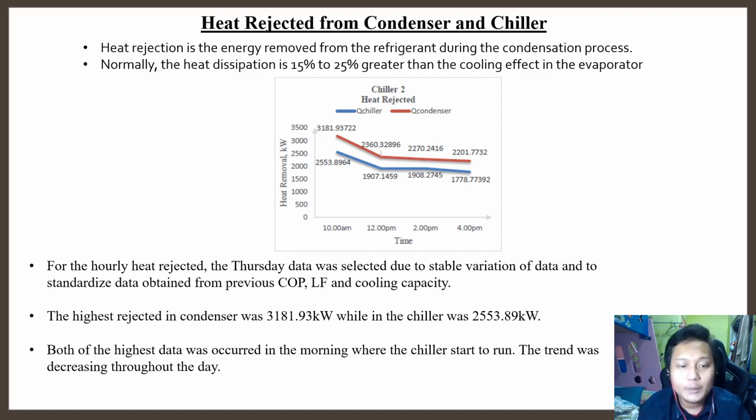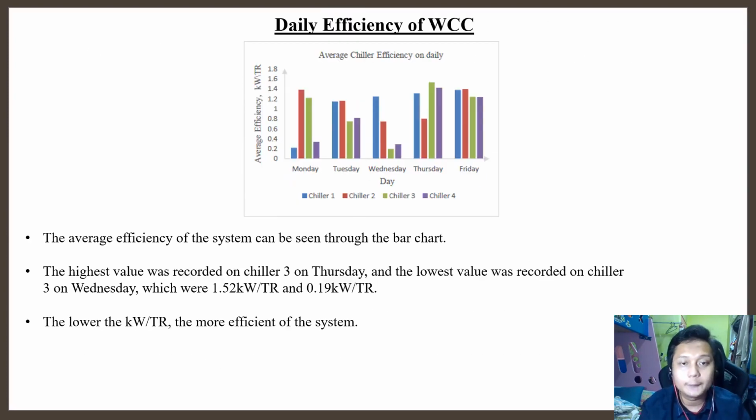For the hourly heat rejected, the Thursday data was selected due to the stable variation of data and to standardize the data obtained from the previous COP, load factor, and cooling capacity. The highest heat rejected in the condenser was 3181.93 kW, while in the chiller it was 2553.89 kW. Both of the highest values occurred in the morning when the chiller started to run. The trend was decreasing throughout the day.